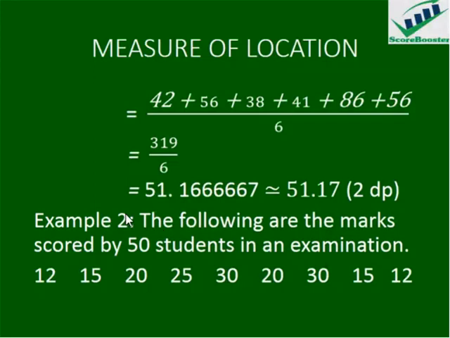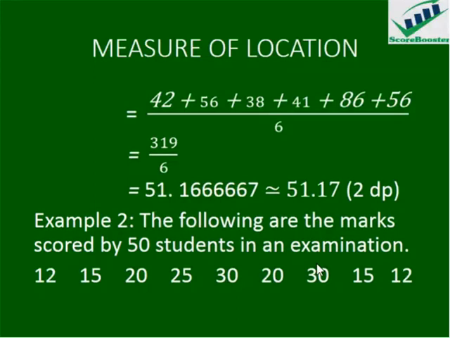So now the second example will show us when we have very large data. Here we are talking about marks scored by 50 students. To start adding things from 1 to 50, adding 50 numbers in all will take a very lengthy time. So that is why we have to encompass that in the frequency table. So they said the following are the marks scored by 50 students in an examination. So these are the marks.